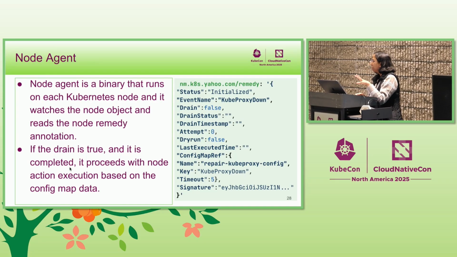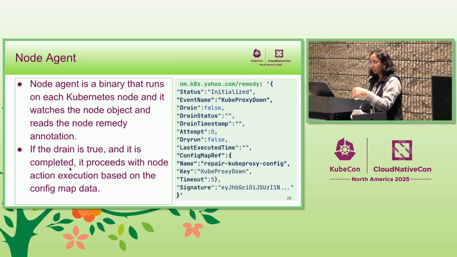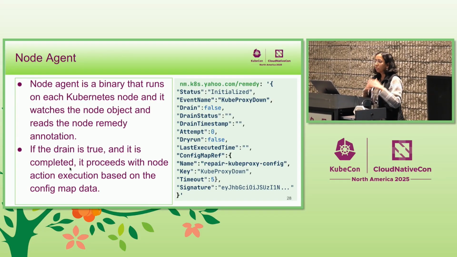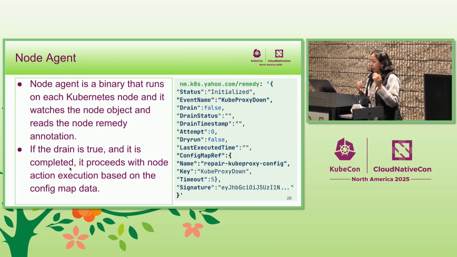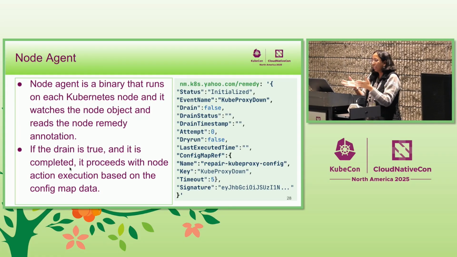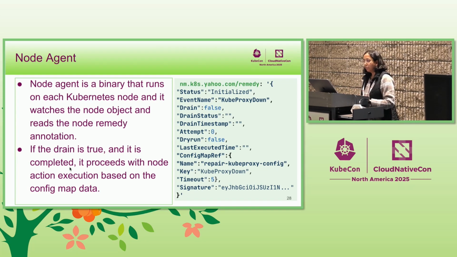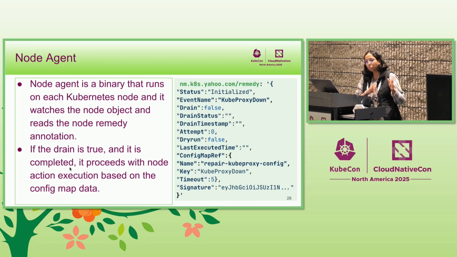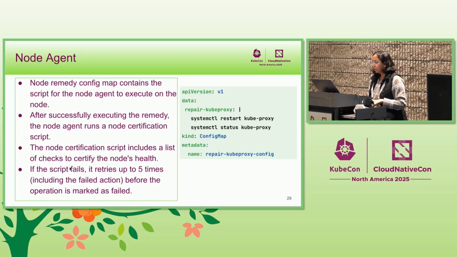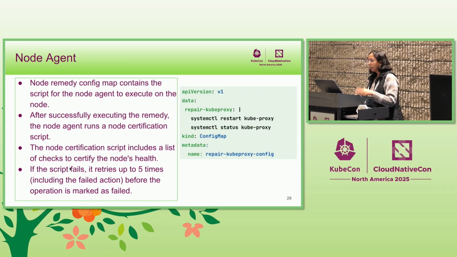If the drain were true in this case, it would also provide the status, like what the drain status is, in progress or finished, when the last drain happened, and how many attempts for remedy I want to execute in case it fails one time. You just want a faster feedback loop, so it helps in retrying in case it fails. And it contains a config reference, which contains the remedial action to be performed.